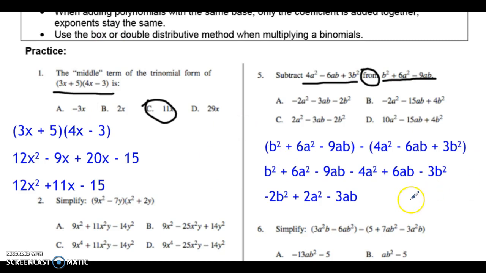Obviously, you see we set up the problem. We put it in the correct order. And then we distributed this negative sign. Negative, positive, negative, because this was positive, negative, positive. And then we combine like terms. Even though it's in a different order, still finding that correct answer.